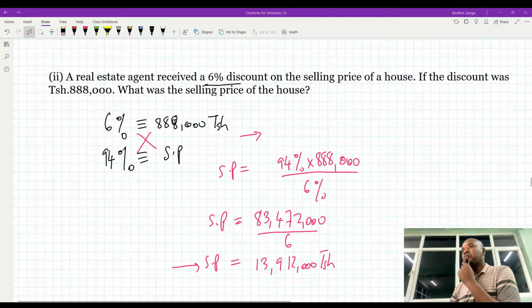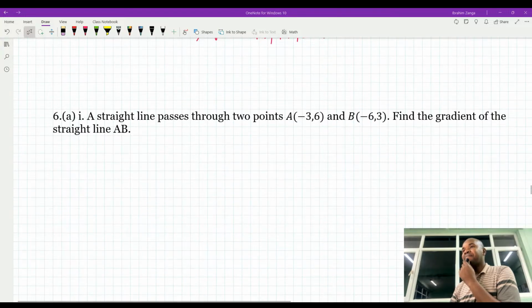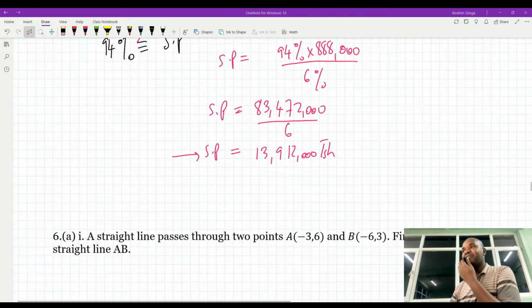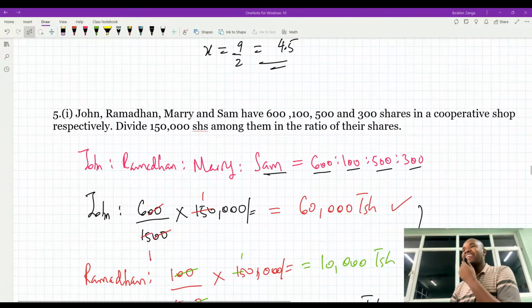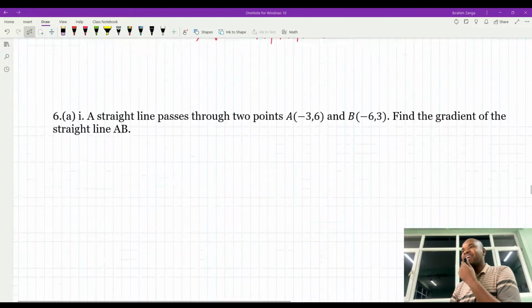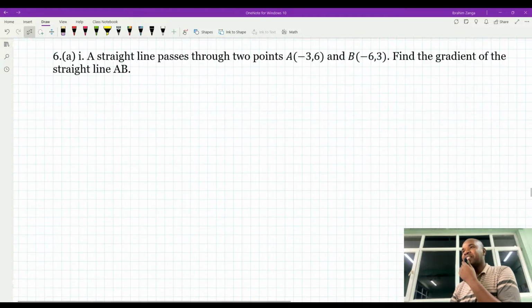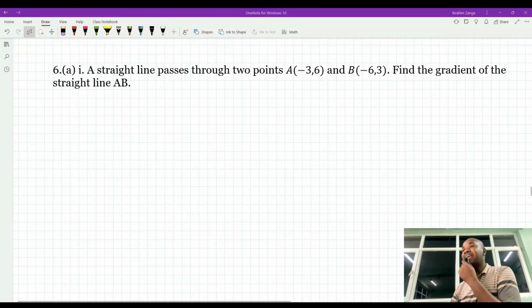We are going to jump to question number 6 on coordinate geometry. So actually we are done with question number 5. It included the Roman 1 and the Roman 2. And now we are jumping to question number 6. So question number 6A, a straight line passes through points A and B. Find the gradient of the straight line AB.